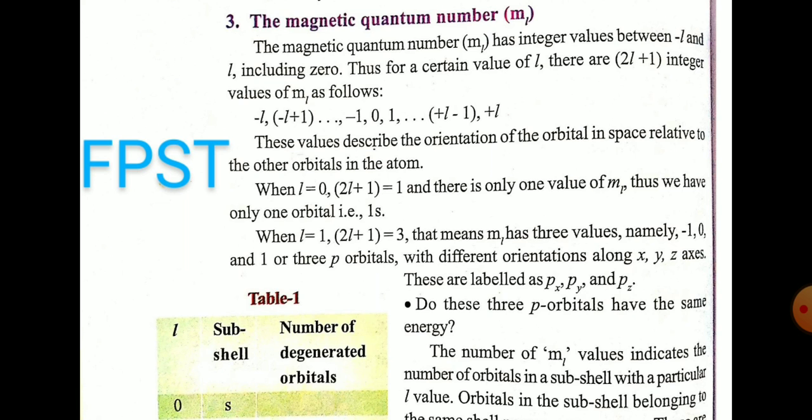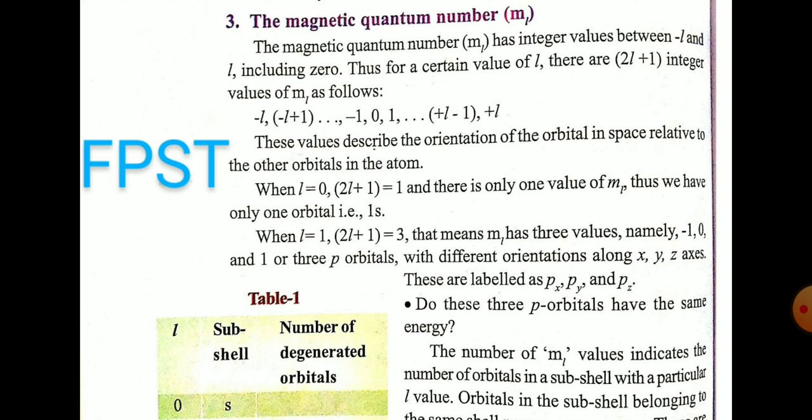If the L value is 0, there will be only one value for ml. L is equal to 0 means 2L plus 1 is equal to 2 into 0 plus 1 is 1. There is only one value of ml. This value is 0. That is called the s orbital.